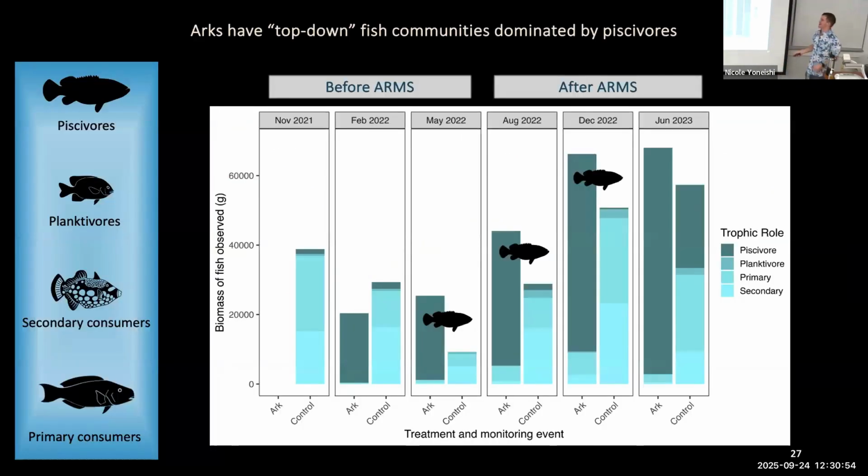What are they doing? We can break them up into what they eat. And so we have piscivores, which eat fish. We have planktivores, which eat plankton. We have secondary consumers, which eat anything they can. I think I'm a secondary consumer. And we have primary consumers, which are herbivores.